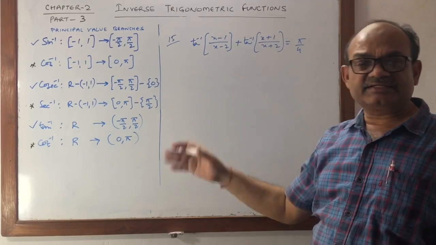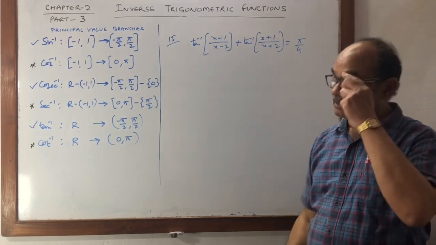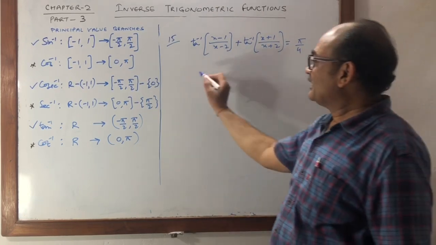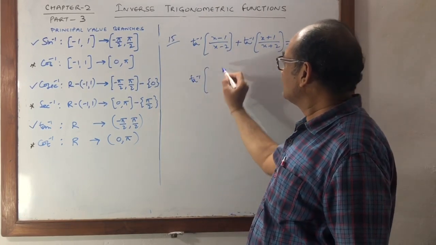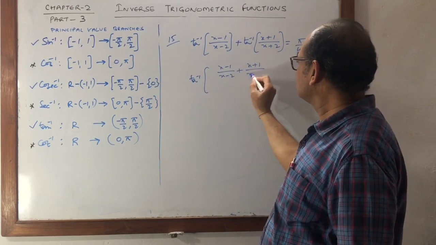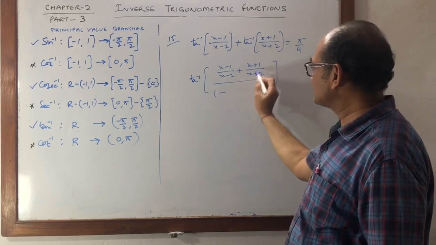These are just like equations in inverse trigonometry. The formula is the same. Very important formula. Tan inverse x plus tan inverse y equals tan inverse of x plus y upon 1 minus xy.